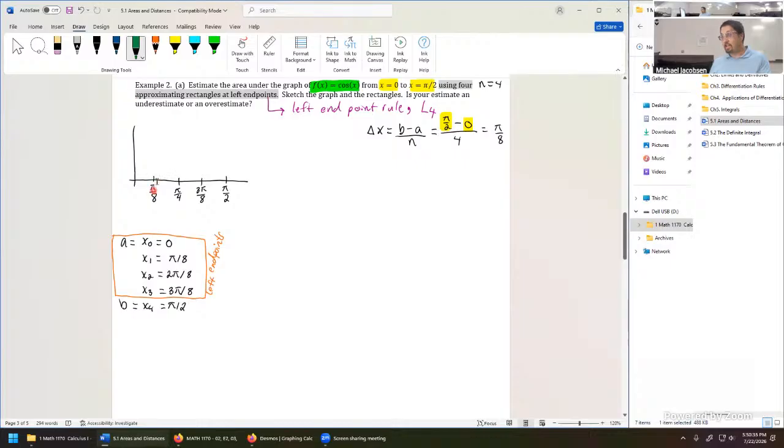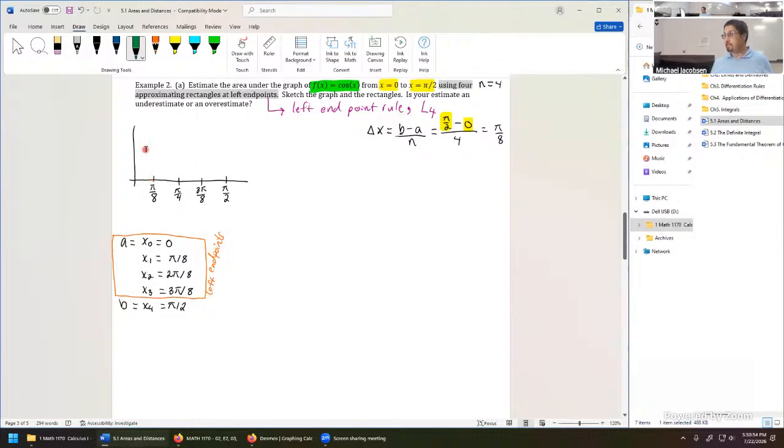Now that we know the exact values, we're going to be able to sketch the approximating rectangles in our graph in a much better way. So definitely you wouldn't want to go from, say, 0, 1, 2, 3, and so on. You want your marks here to match the actual geometry of the problem, the left endpoint rule that you'd be using for this one.